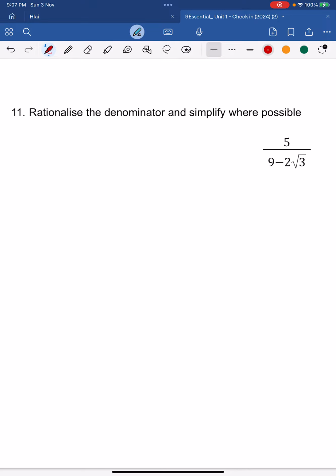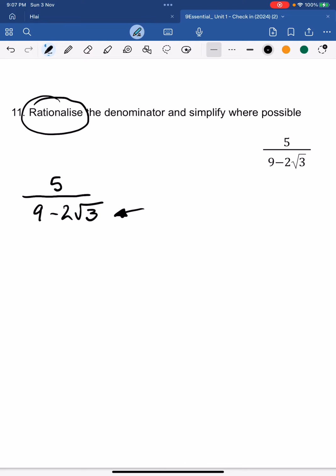Alright, so here's another rationalise the denominator. So this is a fraction. I'll just write it over here again. So it's got a numerator and it has a denominator. So the denominator is the one below, denominator. And we want to change this into a rational number.